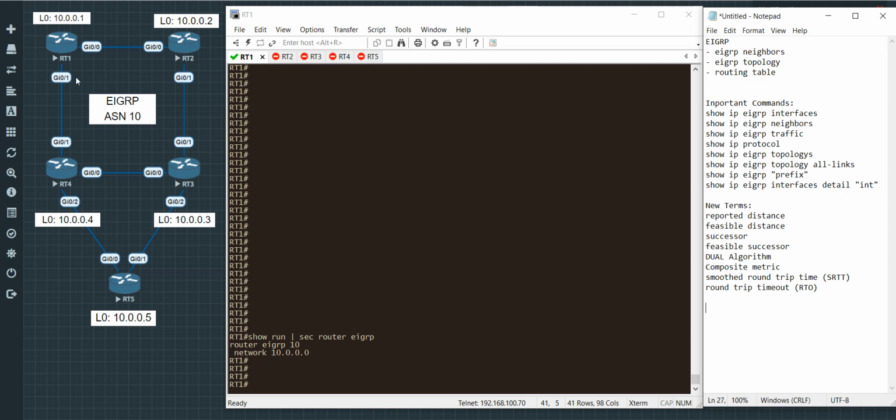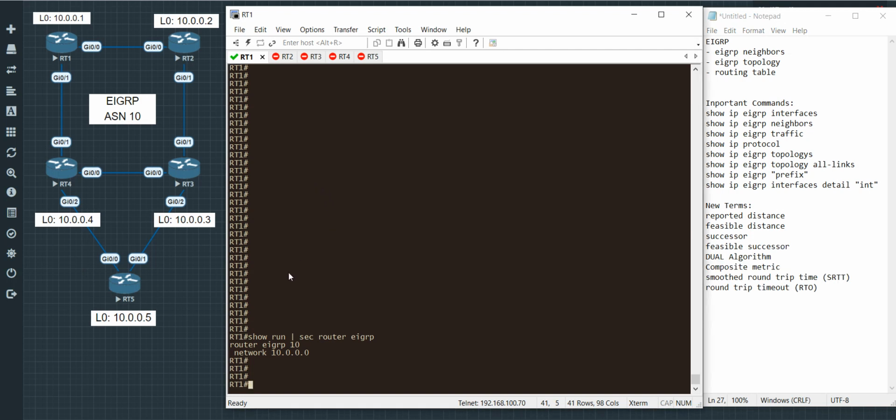In our lab today, we have 5 different routers. Each router is configured with EIGRP and is also configured with autonomous system number 10. I also configured a loopback on each one of these routers. For example, router 1 has 10.0.0.1, router 2 is 10.0.0.2. So the very last octet represents the router. So router 1, 2, 3, 4, and 5.